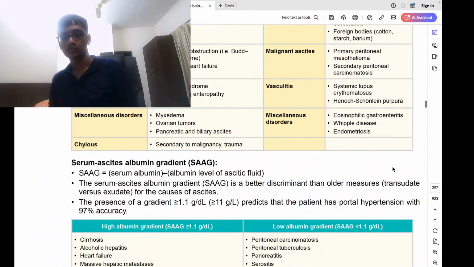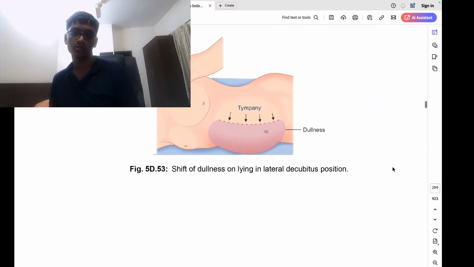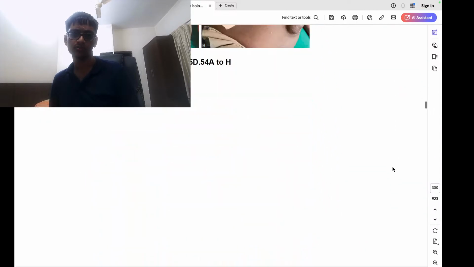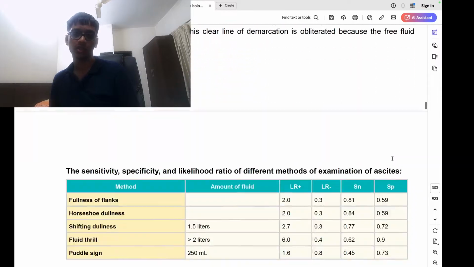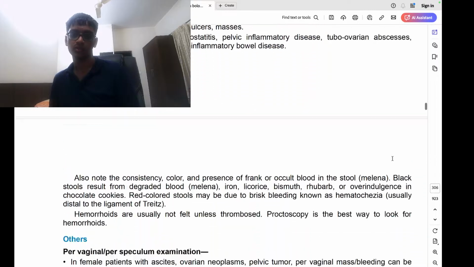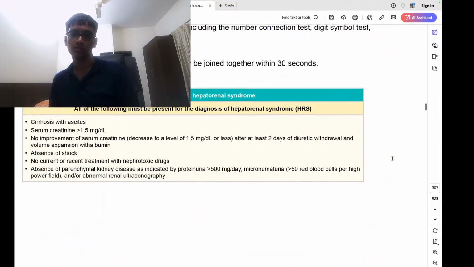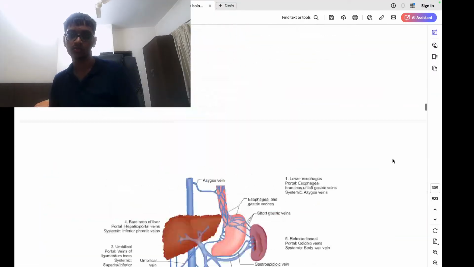This thing is the only main thing in the entire GIT. If you can do this and if you can understand this, then you are pretty much done. The ascites. After ascites, cirrhosis is okay, and encephalopathy and the rest. That's it.